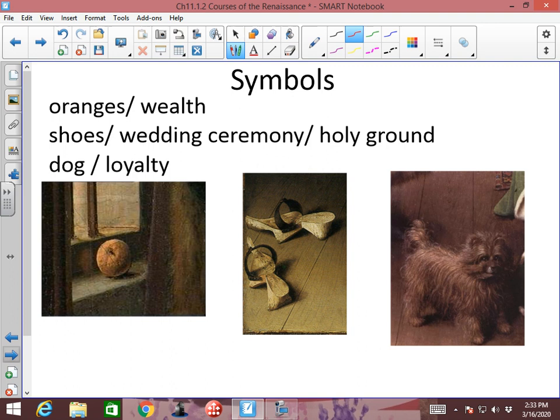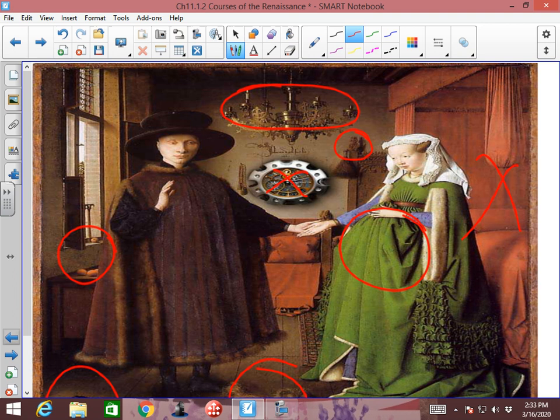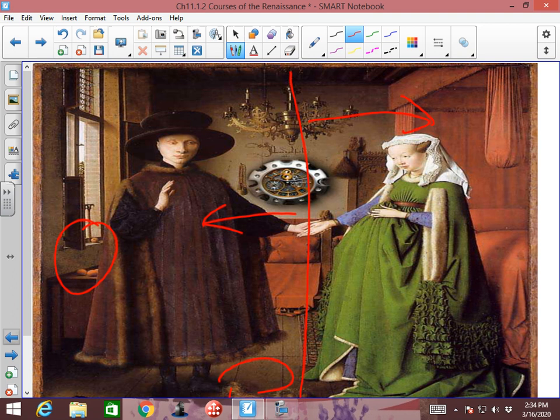If you look at the entire painting, take a little step back here. And if you look at all the symbolism, they're in their bedroom. So it's holy matrimony. So they're on holy ground, which means their shoes are off. And if you kind of look, this is split. If she had died, then all of the death symbols are on this side, and all of the life symbols are on this side, including the dog and the oranges.